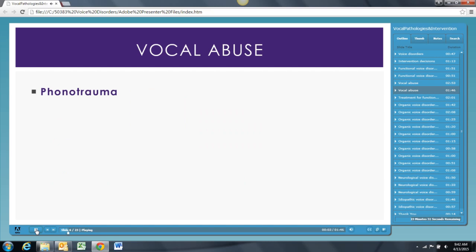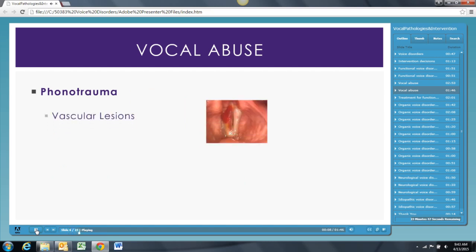Phonotrauma can also cause vascular lesions. The vocal folds are supplied by very small blood vessels which run in parallel to the vocal fold tissue from front to back. And excessive collision forces can cause blood vessels to hemorrhage, as in the picture here. Repeated vascular trauma can cause blood vessels to enlarge as a result of wound healing and can appear as large vessels running along the surface of the vocal fold cover.